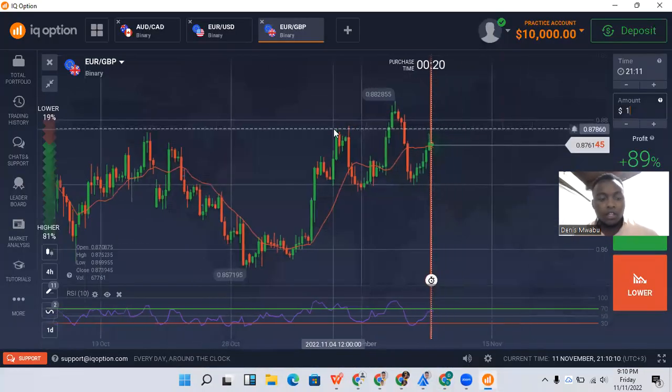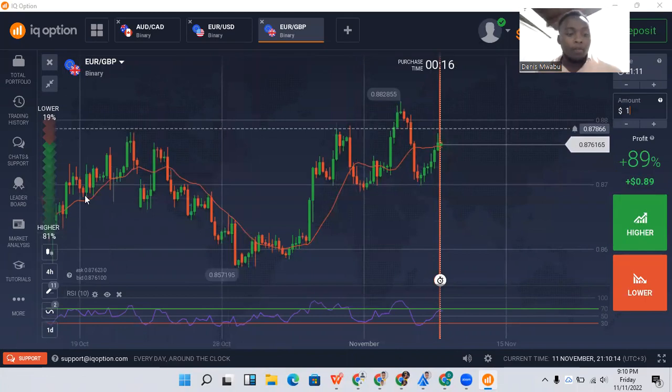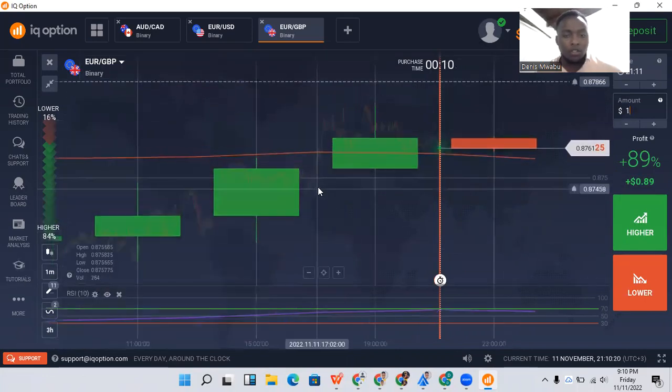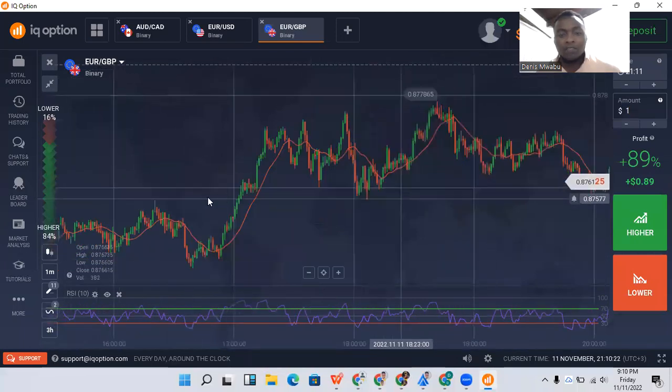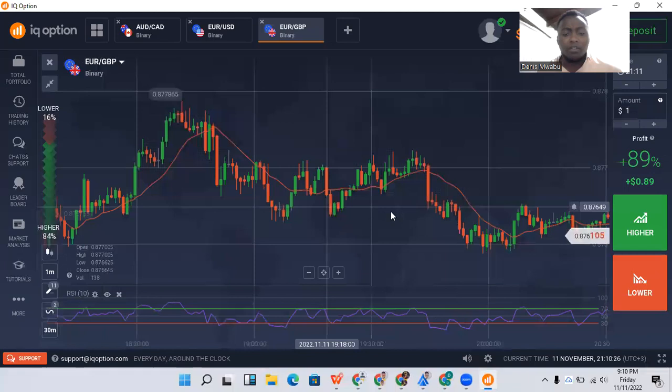So this is your chart, and what most people usually do when it comes to trading binary options is they usually trade the 1 minute chart. The disadvantage of this is the 1 minute chart is very volatile.